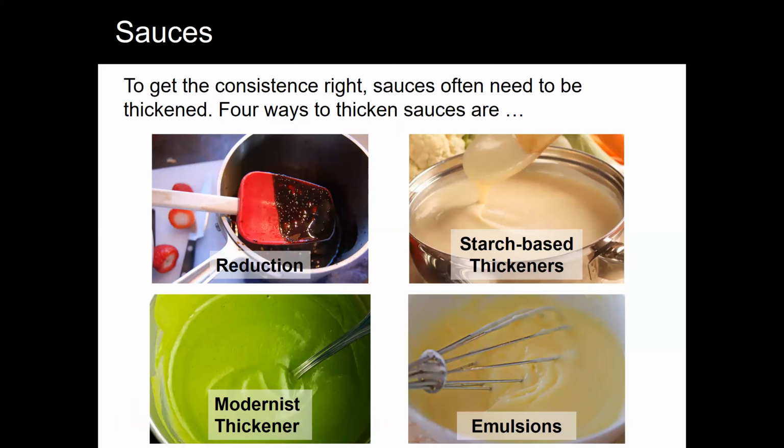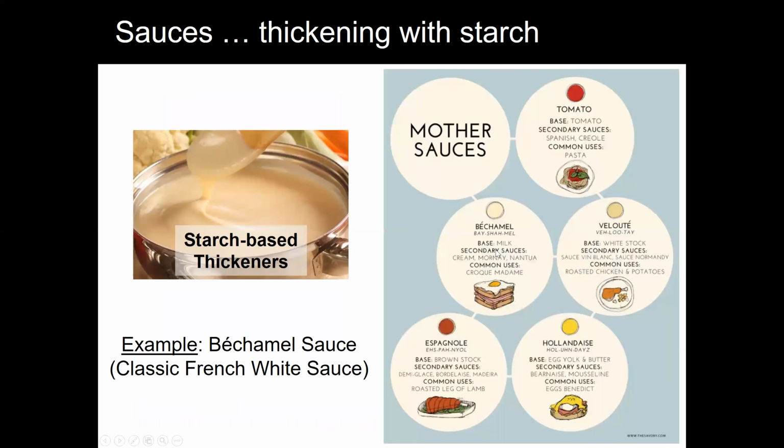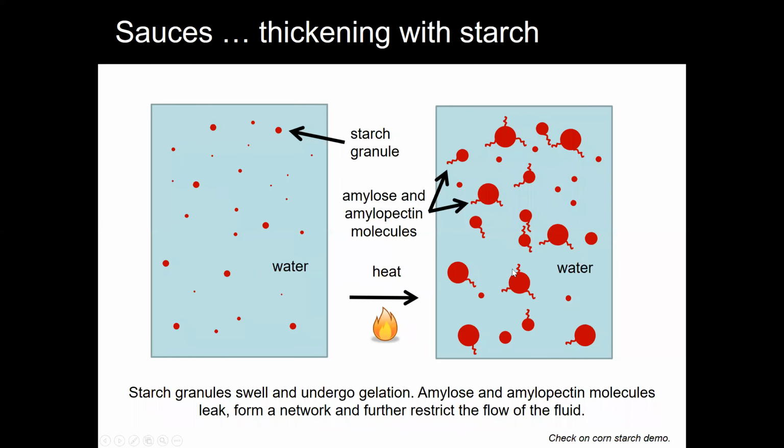Okay, next up, let's talk about starch-based thickeners. How do we thicken a sauce using starch-based thickeners? An excellent example of that is bechamel sauce. So there, we start with our sauce and we add starch to it. Right, so we have these little starch granules that are floating around now in the sauce.